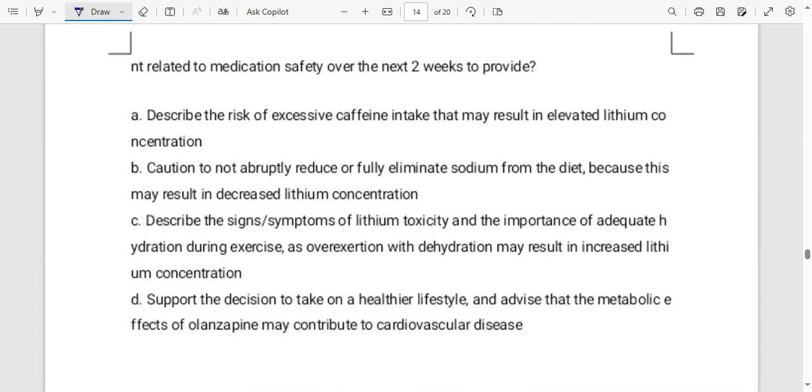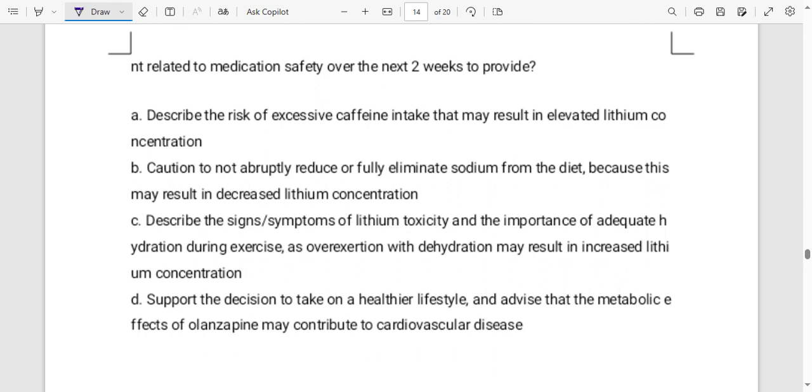A, describe the risk of excessive caffeine intake that may result in elevated lithium concentration. B, caution to not abruptly reduce or fully eliminate sodium from the diet because this may result in decreased lithium concentration. C, describe the signs or symptoms of lithium toxicity and the importance of adequate hydration during exercise, as overexertion with dehydration may result in increased lithium.